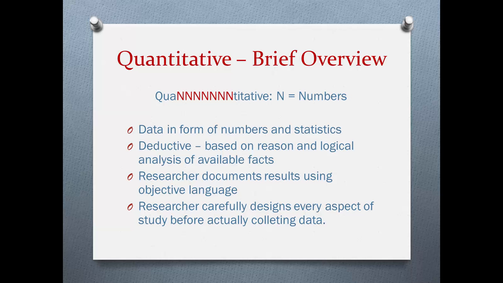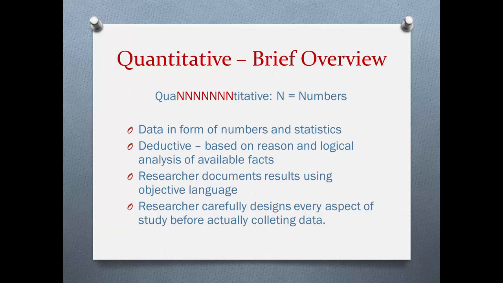So the quantitative research. Remember the N, remember numbers. So quantitative is in the form of numbers and statistics. It's deductive, which means that you make conclusions based on your previously known facts. So it's kind of opposite of qualitative.